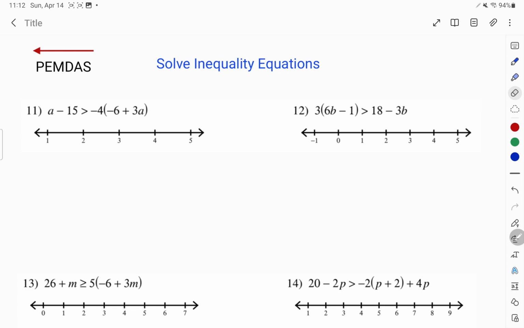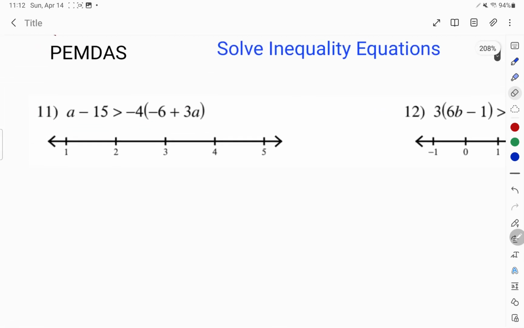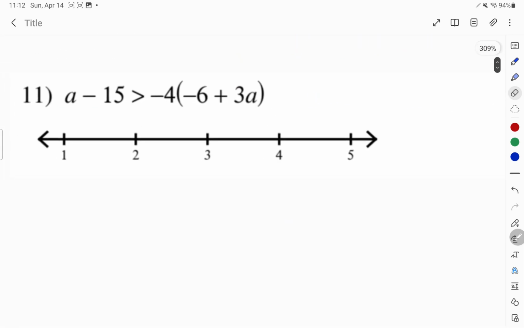First, if you need to, you're gonna have to distribute, and then we're gonna combine like terms, add and subtract, and at the end, most likely we're gonna go ahead and divide. So we're following PEMDAS backwards for the most part, except for the very beginning, because we're gonna have to distribute in a lot of this type of problems. But I talked already a lot, so let's go ahead and look at the first one.